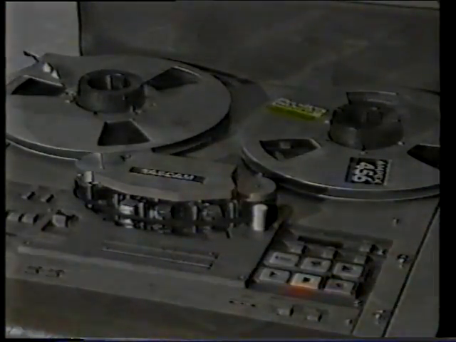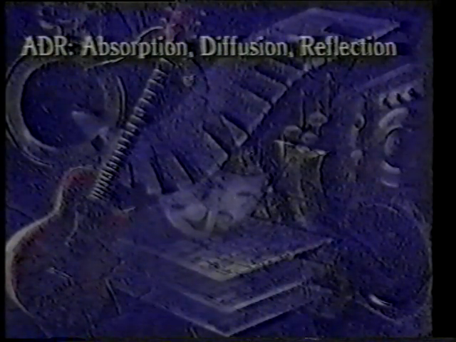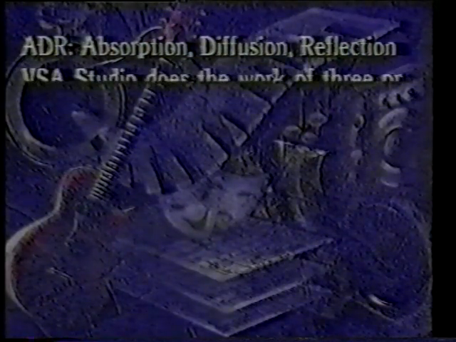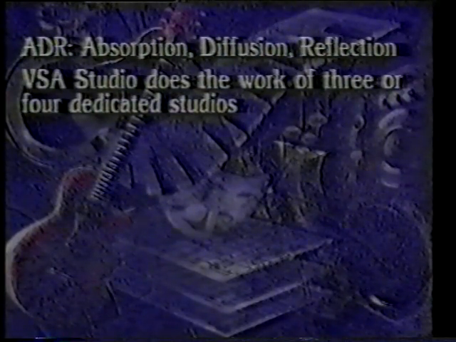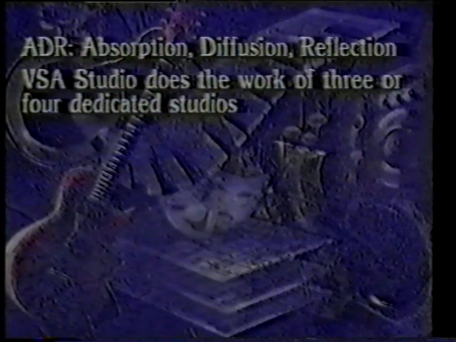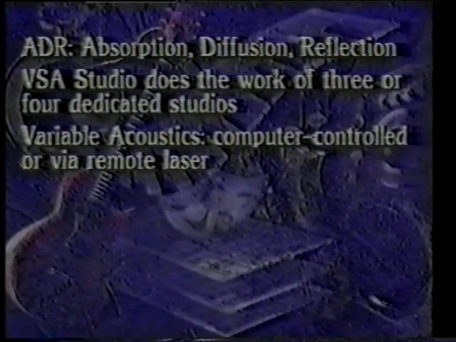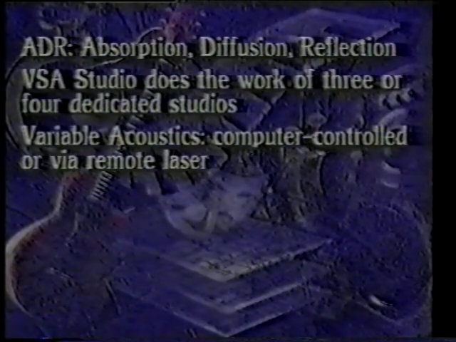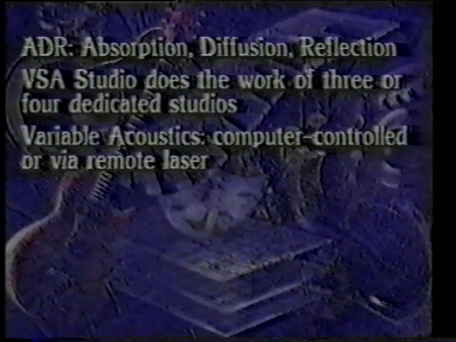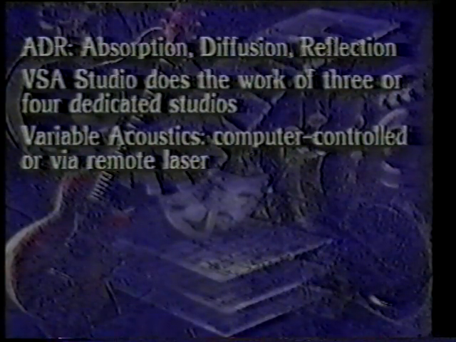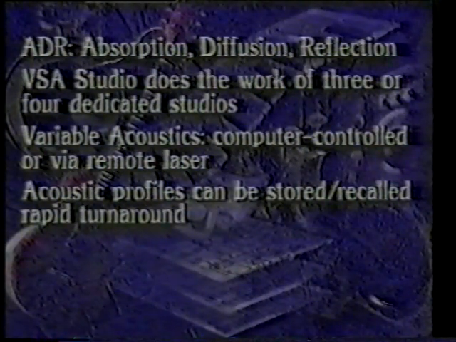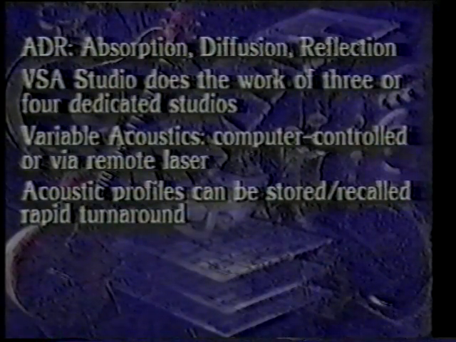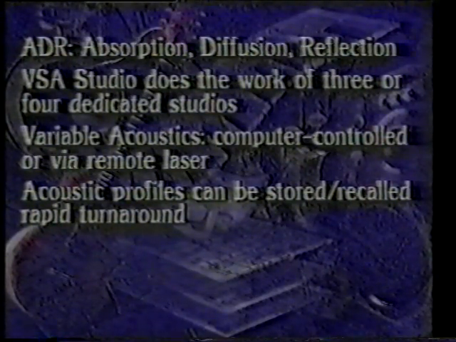So, the three main acoustic properties required in recording are absorption, diffusion, and reflection. The combination of the ADR columns and the adjustable absorption modules in the ceiling enables this studio to do the work of three or four dedicated studios. The ceiling absorption modules and triangular ADR columns are controlled either from the control room or by laser remote control in the studio itself. Particular acoustic profiles can be stored in the computer's memory and recalled at the touch of a button, avoiding the need for clumsy screens, allowing quick setups, and enabling a speedy turnaround.